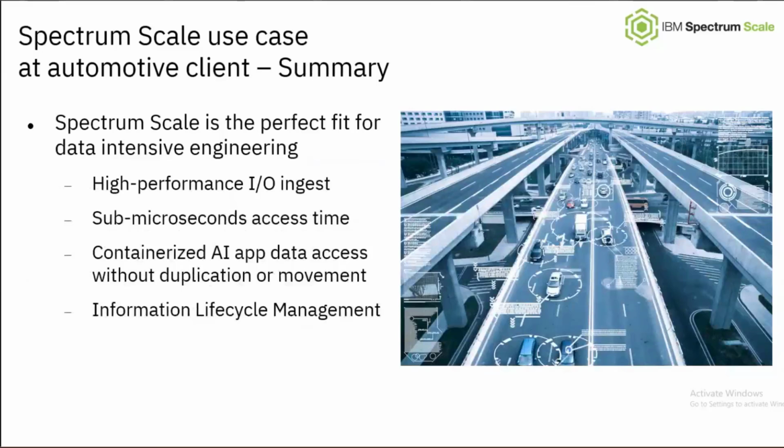So to summarize, it turned out that Spectrum Scale is quite a great fit for this data-intensive engineering, like autonomous driving, autonomous steering, but also other workloads that require both high-performance ingest, probably through other protocols like NFS, CIFS, SMB, and still allowing you to exploit new kinds of application architectures in a containerized landscape and giving them access to the very same data. Plus, obviously, with the kind of data volumes that we're talking about, being able to use Spectrum Scale information lifecycle management is also a great benefit.